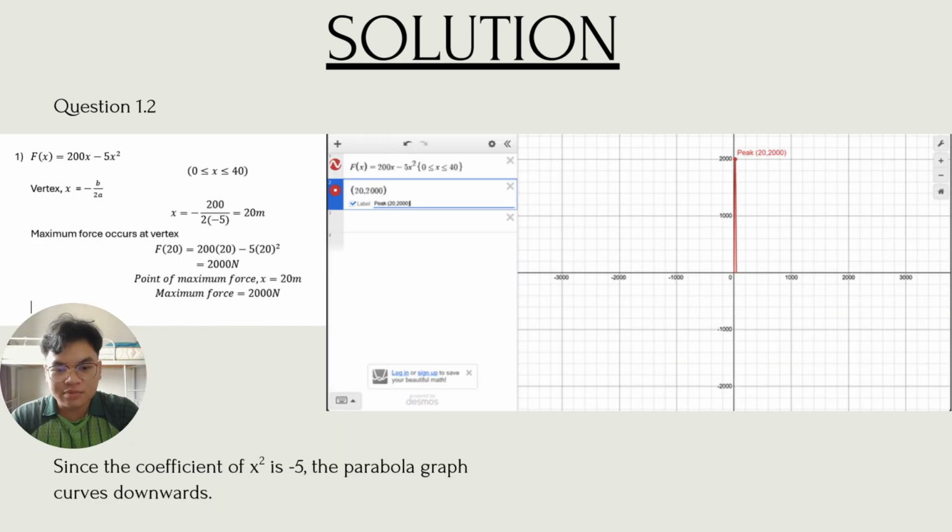This question is about finding the maximum tension in a bridge cable. The force is given by the function F(x) equals 200x minus 5x squared, where x is the distance from the midpoint. Because the x squared term is negative, the graph opens downward, so the maximum value is at the vertex. Using the vertex formula, we get x equal to 20 meters. Substitute it into the equation and we get the maximum force is 2000 newtons. From the graph, we can see the peak at the point (20, 2000). So the maximum tension occurs 20 meters from the midpoint.